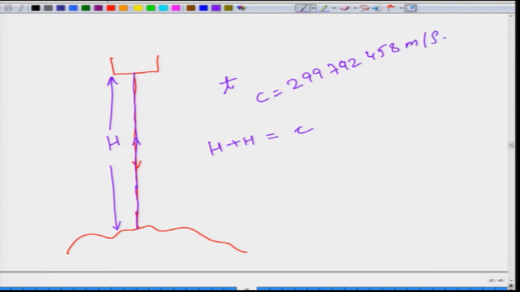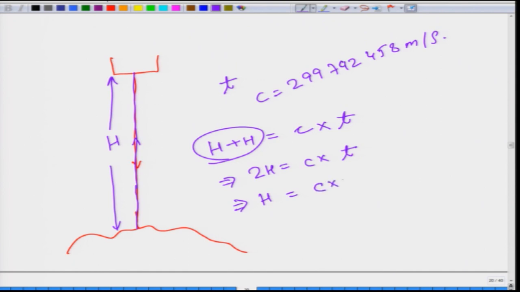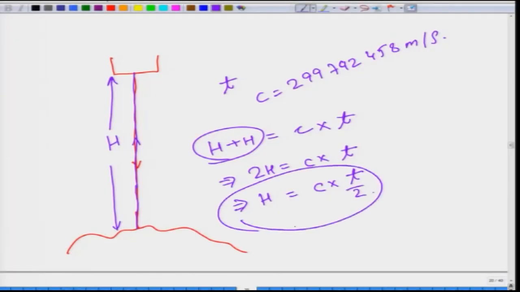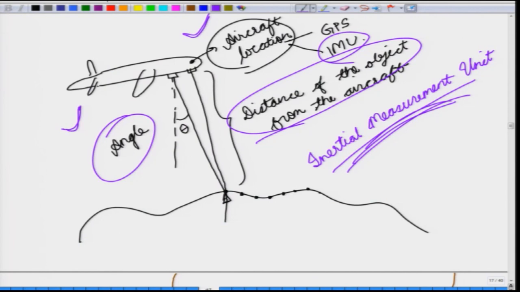Now, this distance is equal to c into the time that it takes, which means that 2h is equal to c into t, which means that h is given as c into t by 2, where c is the speed of light and t is the time that the laser pulse takes from the moment it is emitted to the time it has come back. Now, using this you can figure out the height of the object, or the exact height of the aircraft with respect to the object.